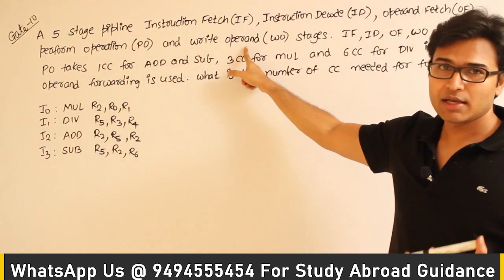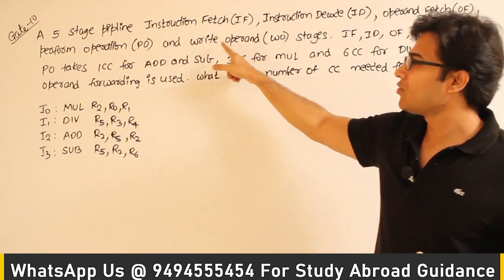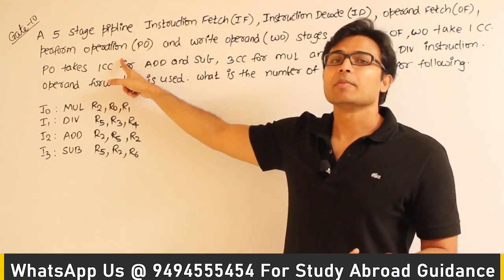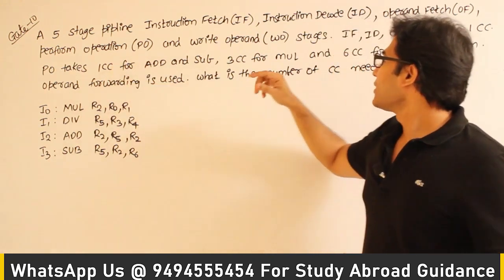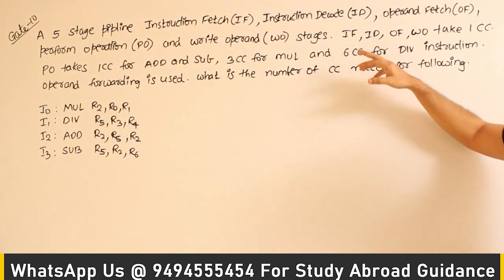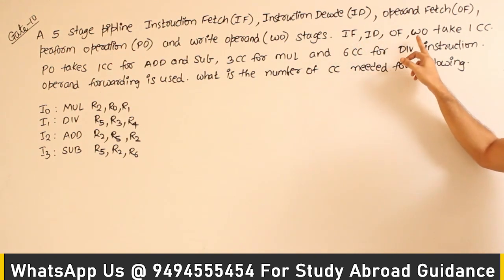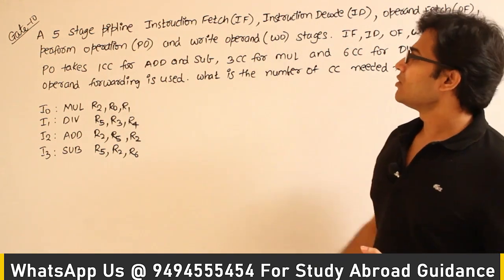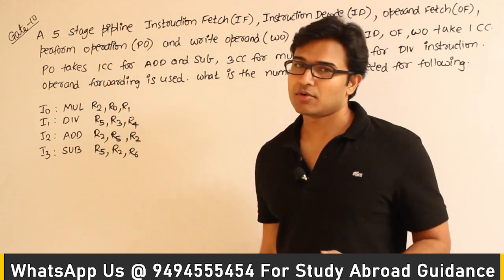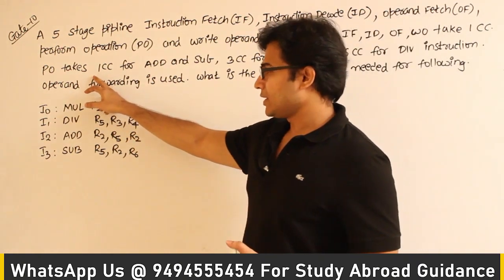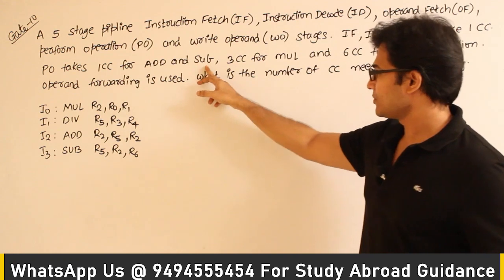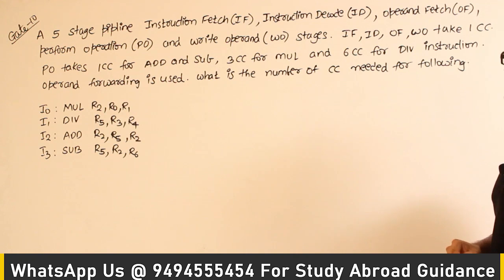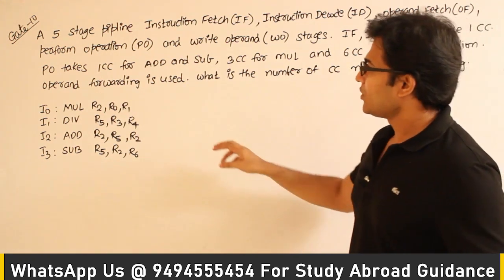It is the same as the execution phase. And in the write operand phase, we take whatever is the result of the operation and write it back to either memory or the register file. Now instruction fetch, instruction decode, operand fetch and write operation each take one clock cycle, which means everything takes one clock cycle other than perform operation. Perform operation takes one clock cycle for add and subtract, 3 clock cycles for multiply and 6 clock cycles for division. Then operand forwarding is used.